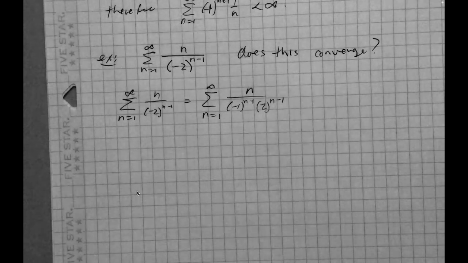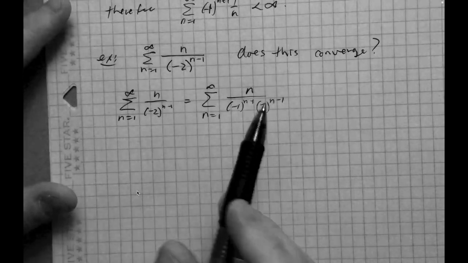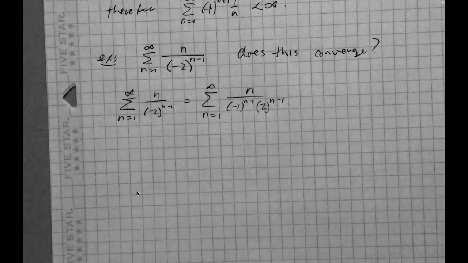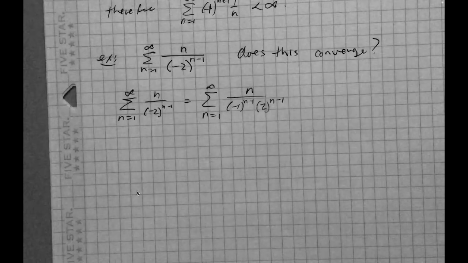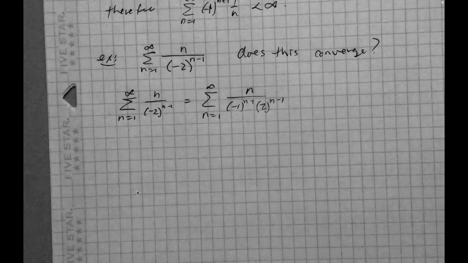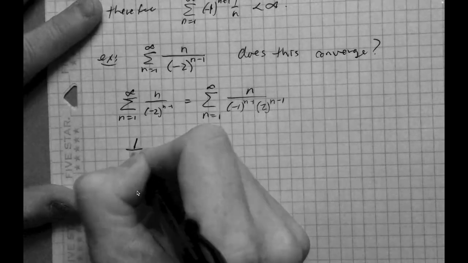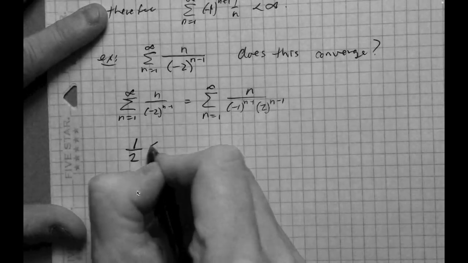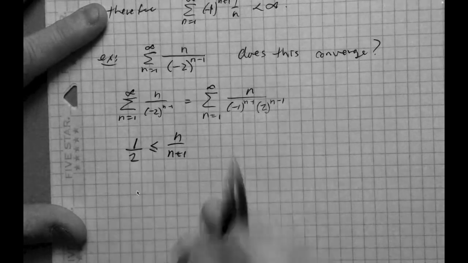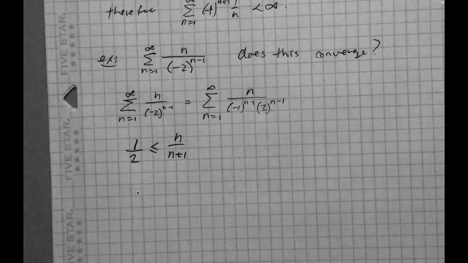All right. Okay, so to apply the alternating series test, we need to check the conditions, basically, don't we? So we need to note a few things. We can establish that the nth term and the n plus 1 term are going to be decreasing, right? We can start with just the fact that 1/2 is less than or equal to n over n plus 1, right, for all n.